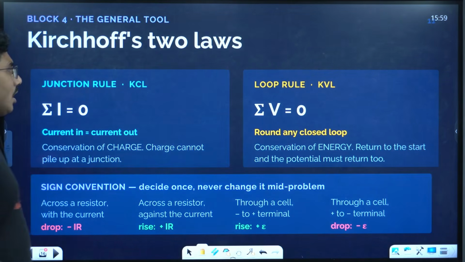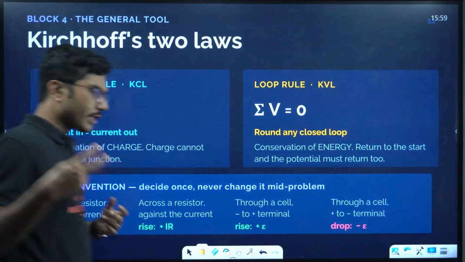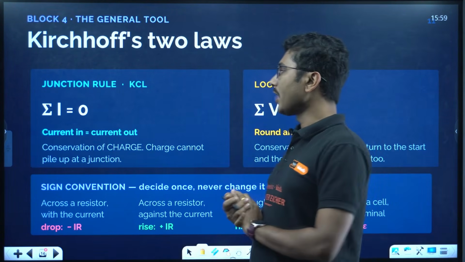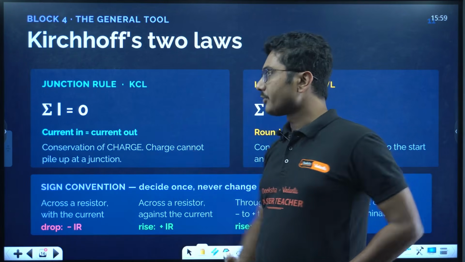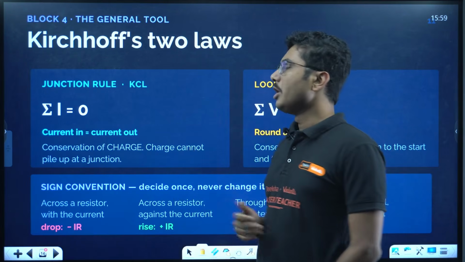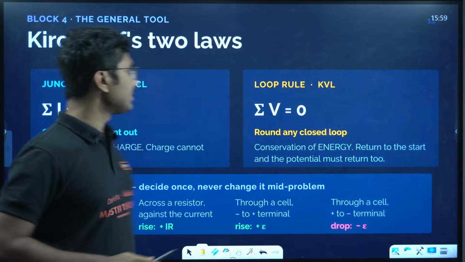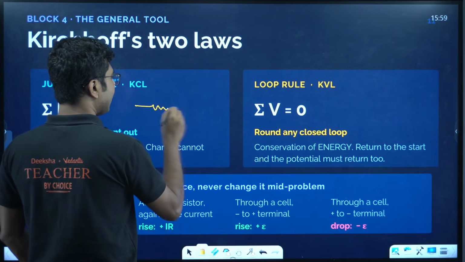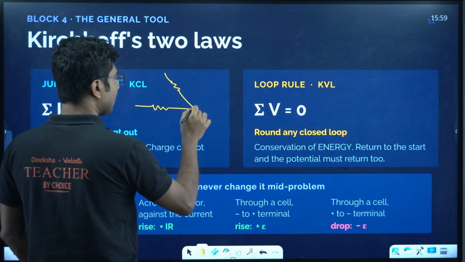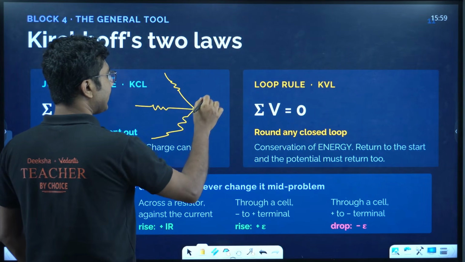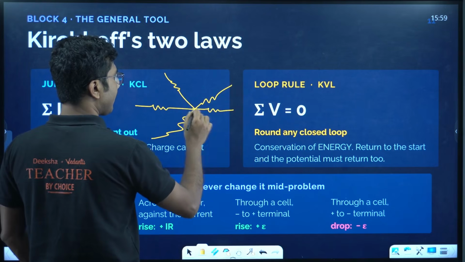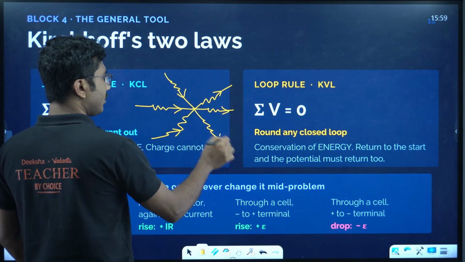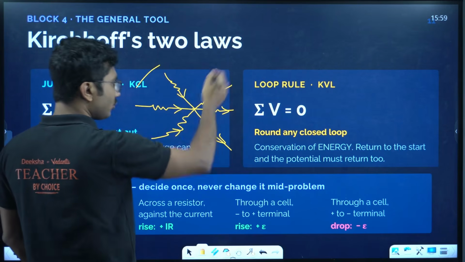Okay, now Kirchhoff's laws. There are two Kirchhoff's laws. So far, because it's a rapid revision, we are doing it a little faster. What are Kirchhoff's laws? The first law is the junction rule. The junction rule states that at a junction, whatever the incoming current, that should be the outgoing current. Suppose some currents are going in and some currents are going out. The sum of the incoming currents should be the sum of the outgoing currents.